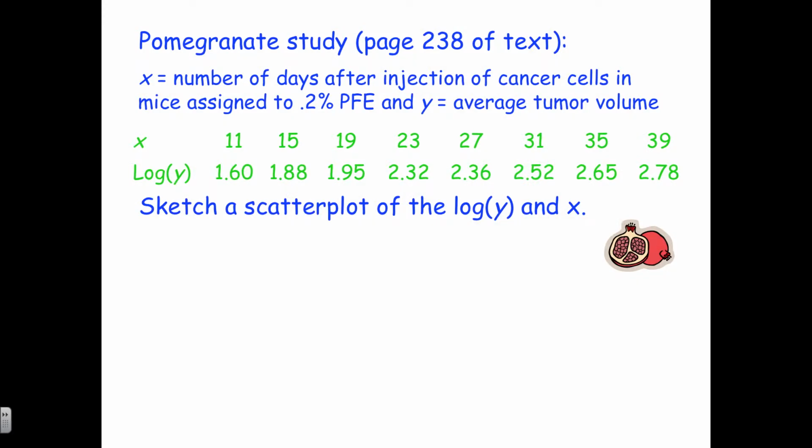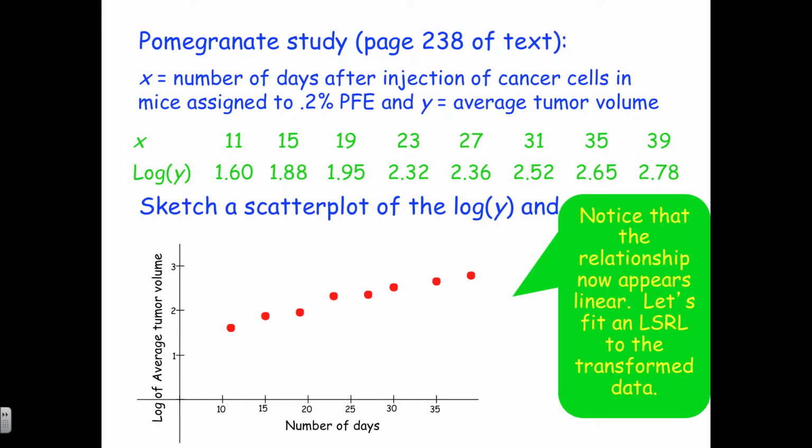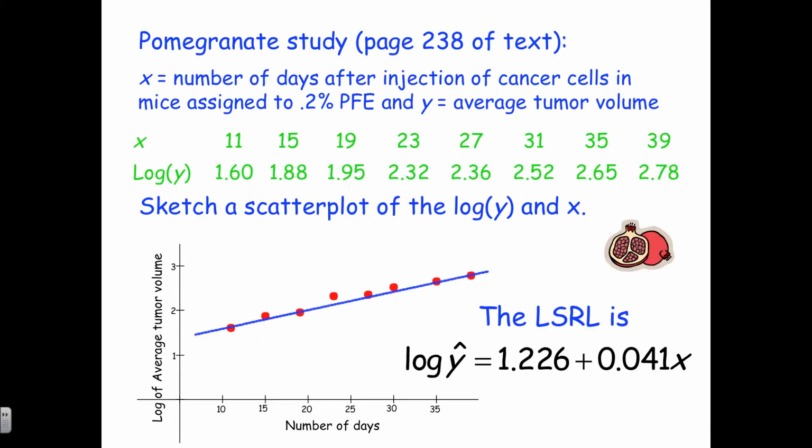So your text ended up looking at the log of the tumor volume versus the number of days, and they liked how linear that looked. That particular equation would then be transformed into the log of my y, which is the average tumor volume, equals 1.226 plus 0.041 times the number of days.